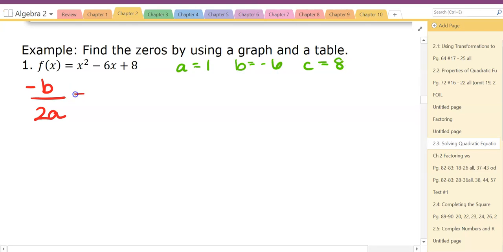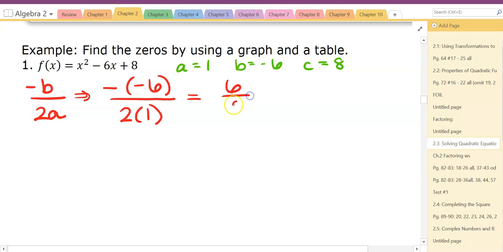When I plug this into my equation, I'm doing negative b, so it's going to be negative negative 6, over 2 times a, or 2 times 1. Double negatives make it positive, so we have positive 6 on top, over 2. 6 divided by 2 would be 3. If you remember, that's the axis of symmetry, which is the x-coordinate for your vertex. So what we did from here is we took 3 and plugged it into the equation you started with, in order to find the y-coordinate.